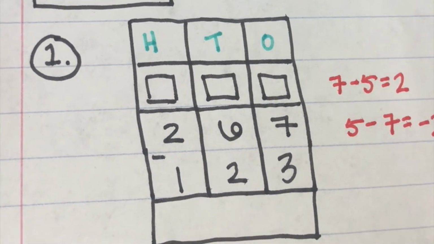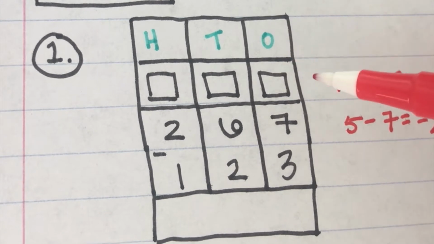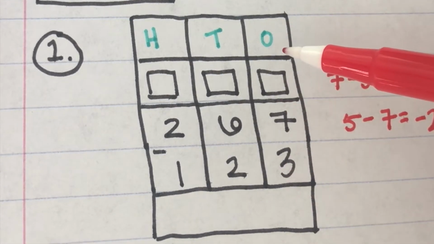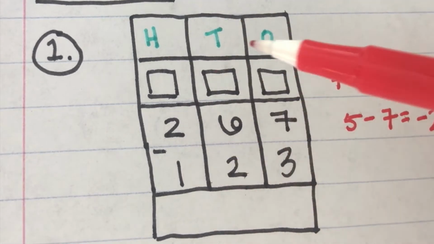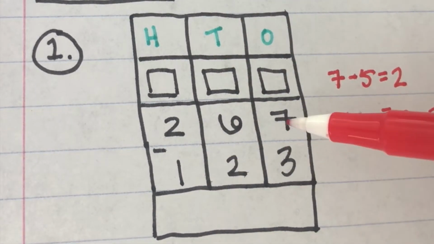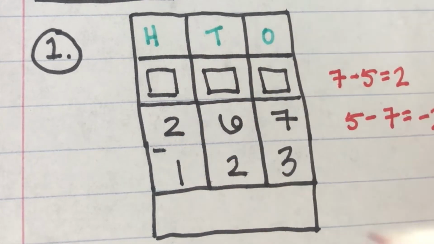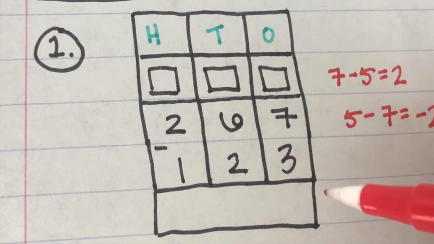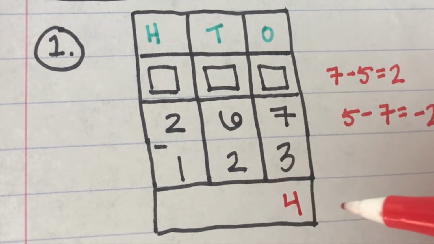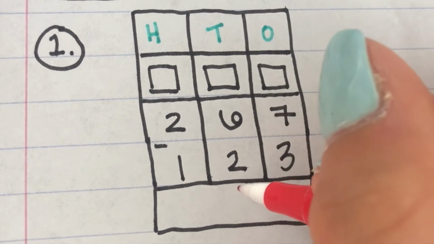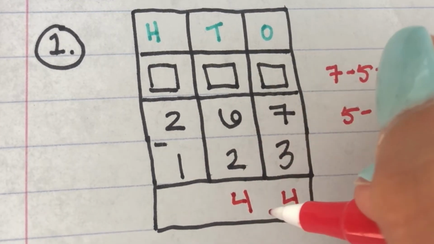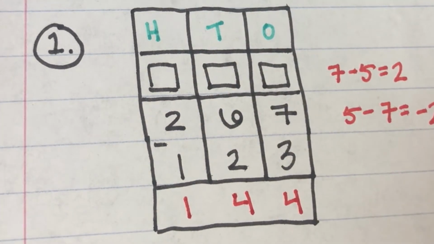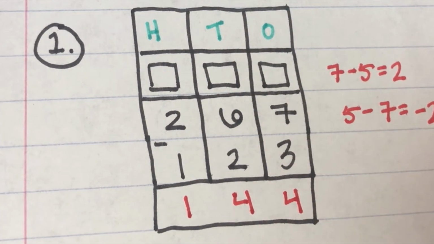Alright, so you always want to line up the numbers into columns, like the ones place, the tens place, and the hundreds place. And you always start from right and go to left. And so you'll do 7 minus 3, which is 4. 6 minus 2, which is 4. And then 2 minus 1, which is 1. And so your answer is 144.